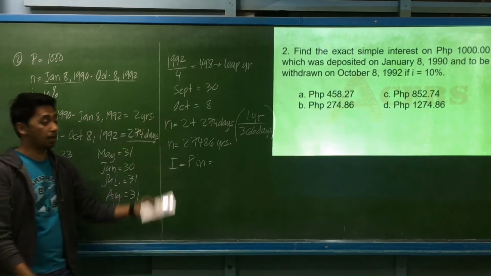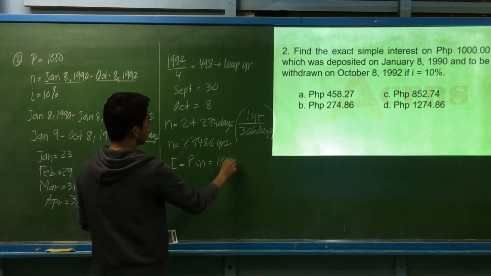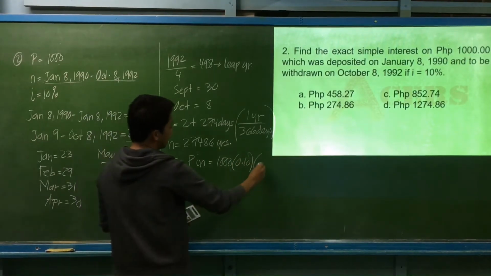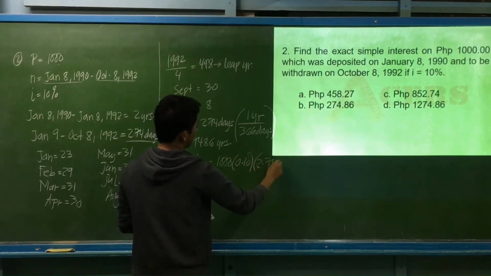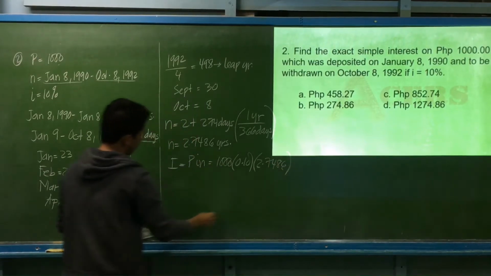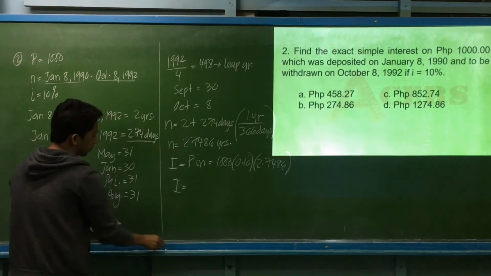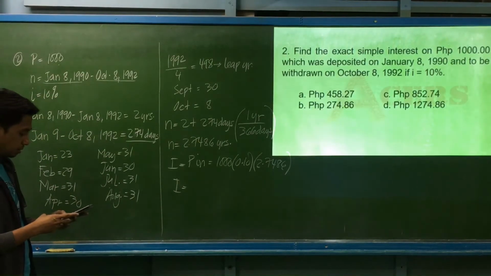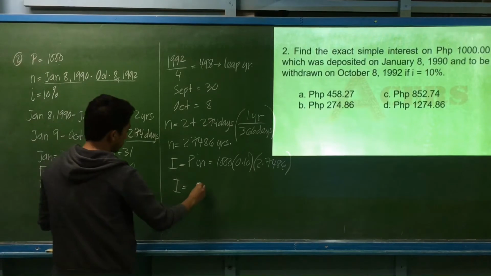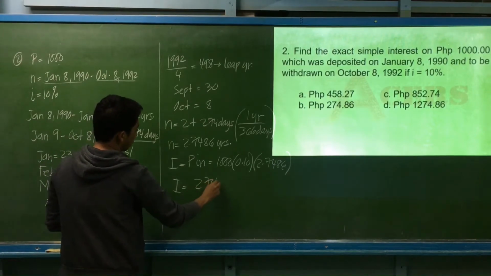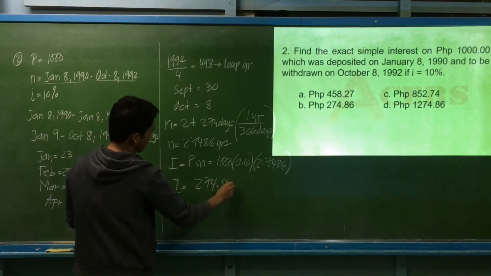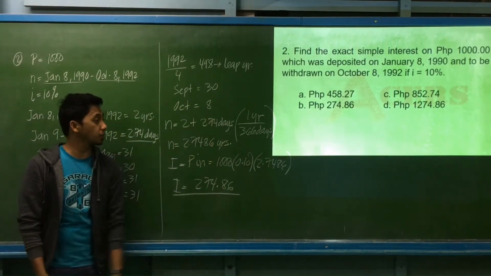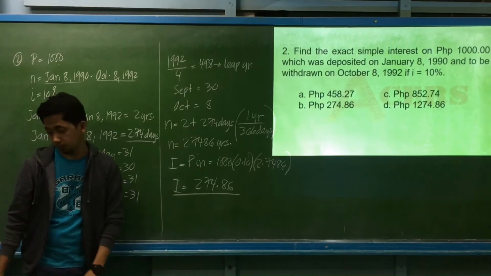We have interest: go to the present amount, interest rate, number of interest period. What is our capital value? That is equal to 1,000, multiplied by the rate, 0.10. The computed number of years is 2.7486. So the interest is now equal to 1,000 times 0.10 times 2.7486, we have 274.86. So 274.86, we have letter B. That is our answer for problem number 2.